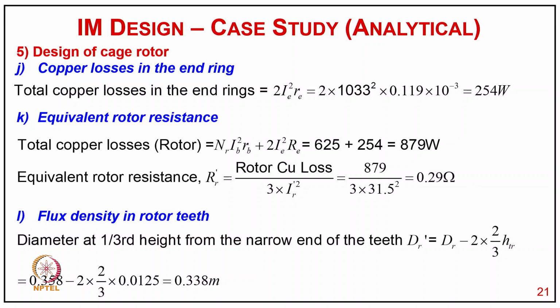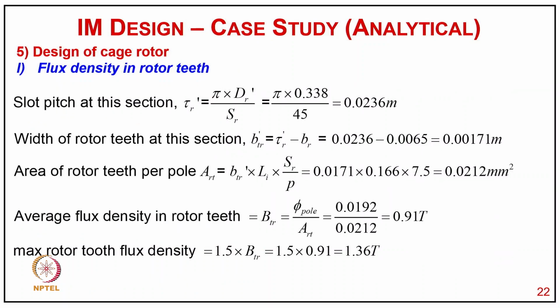Now the flux density in the rotor teeth. The diameter at 1/3 height from the narrow end of the teeth is Dr dash equal to Dr minus 2 into 2 by 3 STR, and putting the value it comes to 0.338 meter. Now the slot pitch at these teeth is tau R dash equal to pi Dr dash upon SR, which comes to 0.0236 meter. The width of the teeth at this section is bTR dash equal to tau R dash minus BR, which comes to 0.00171 meter. The area of rotor teeth per pole is ATR equal to bTR dash into Li into SR upon P, so it comes around 0.0212 meter square.